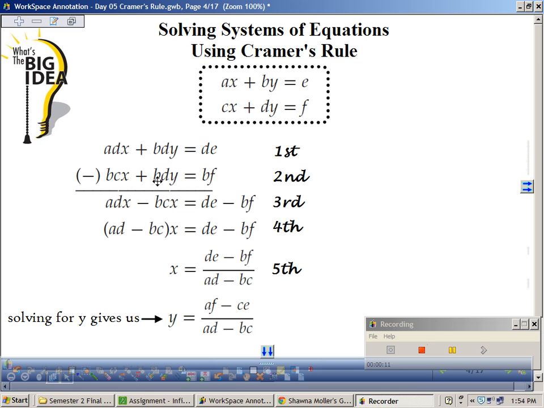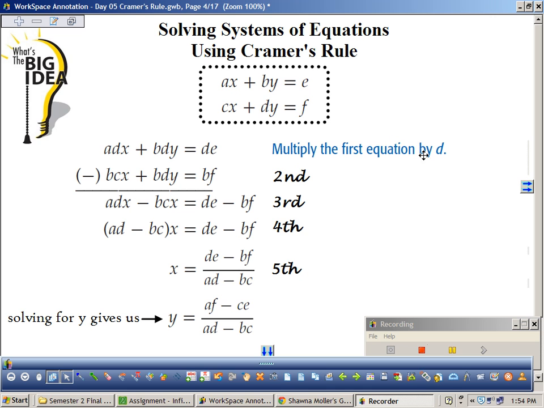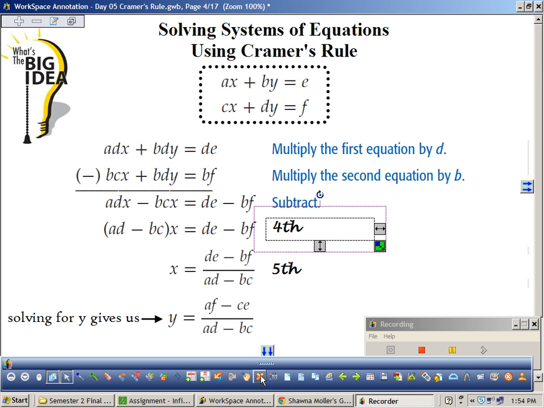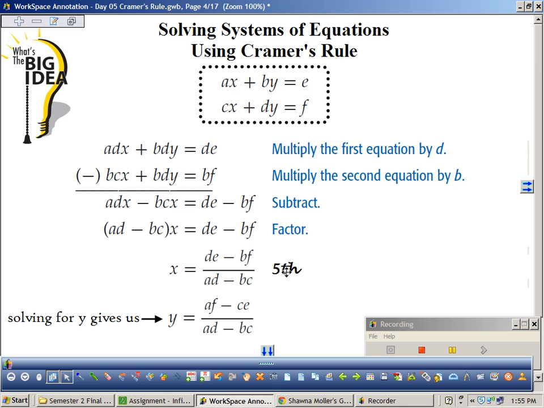If we were to use elimination, I could find x by, first of all, multiplying the first equation by d. See how they did that? The top one is multiplied by d. The second one is multiplied by b. The third thing that you do is subtract them. Then they both have an x in common, so I would factor. And then finally divide. And this is what you get.